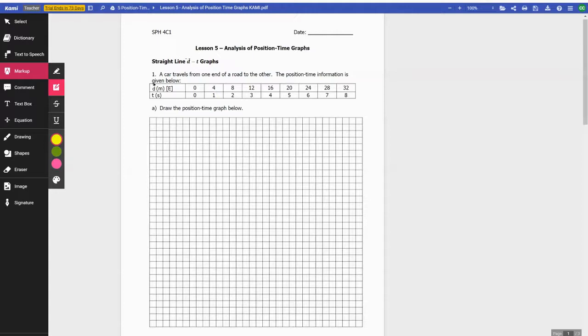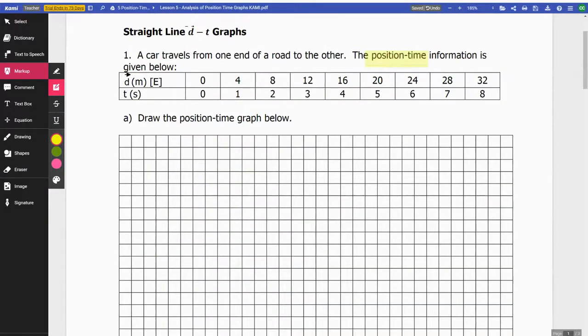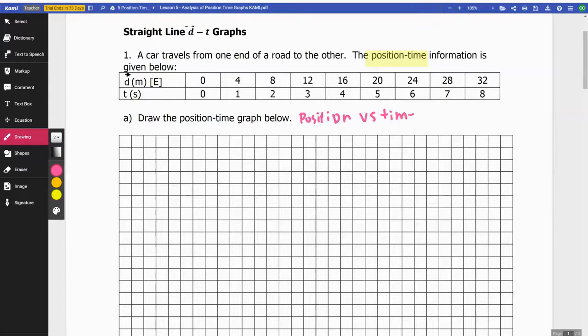Okay, so we've got a card that is going from one end of the row to the other. They are giving you the position time graph information. I think I'm just going to zoom in a little bit. Every time you're doing a position time graph, if you remember, this is the title. I still would like you to write the title and follow all the format. So the title is, this is called the position versus time graph.